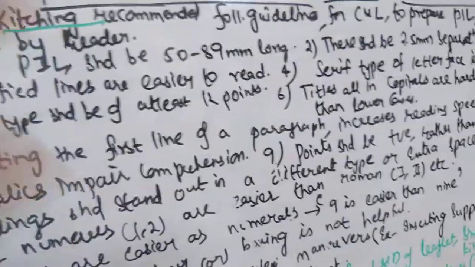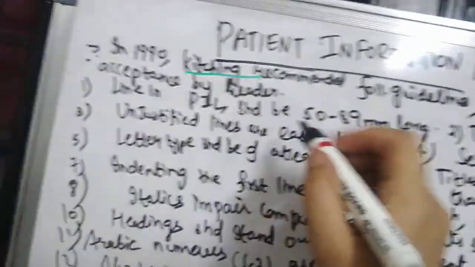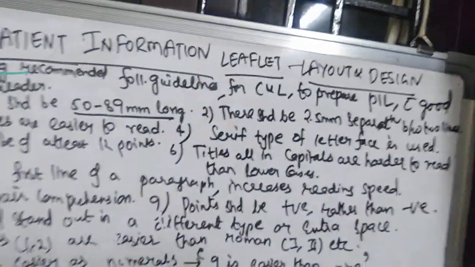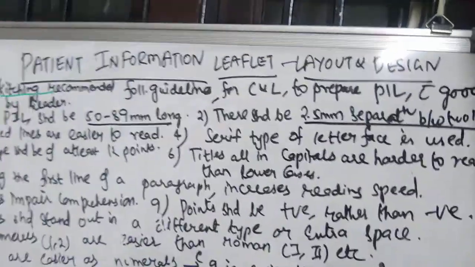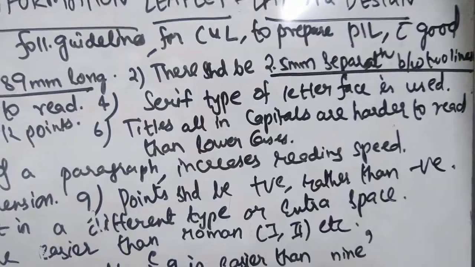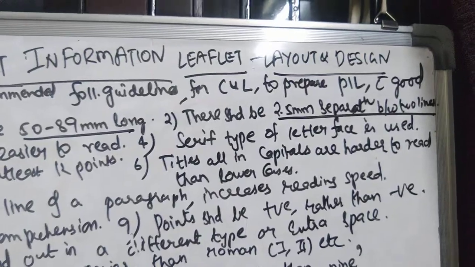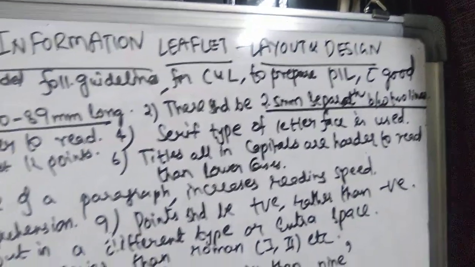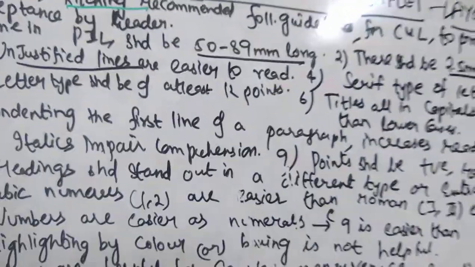Number one, the line in a patient information leaflet should be about 50 to 89 millimeter long. So whatever line is there, each line should be about 50 to 89 millimeter long. Next, there should be a 2.5 millimeter separation between two lines. In between two lines, a gap of 2.5 millimeter should be there. Next, unjustified lines are easier to read. That means you should not justify it. Unjustified lines are easier to read.